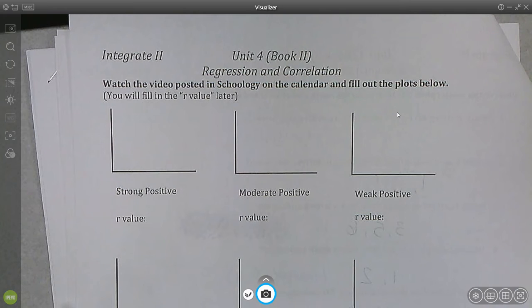Moderate would be number 9. You can tell it's going up, but the points are not as close together. And then a weak graph would be like number 2, which is in the back of the room. With number 2, you can tell it's going up, but the points are not quite in a straight line at all. So we are going to draw down examples of each of these.